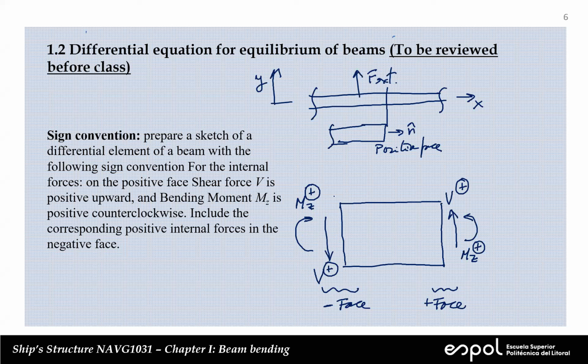This is the convention that we're going to be using at least for chapters 1, 2, and 3. At the very end of the semester, we're going to consider the sign convention of the Ship Classification Society, and they use a different sign convention. I will explain that later. But so far, this is the sign convention that we're going to be using. So there cannot be any doubt about this. This is just a convention. That's all. This is not equilibrium. Equilibrium will come in a minute.